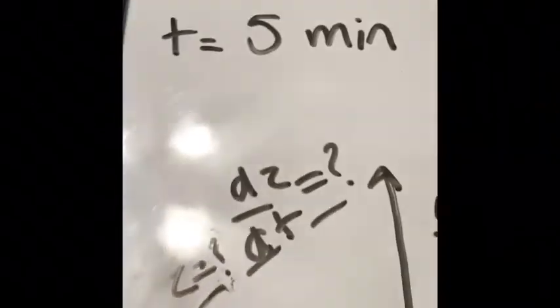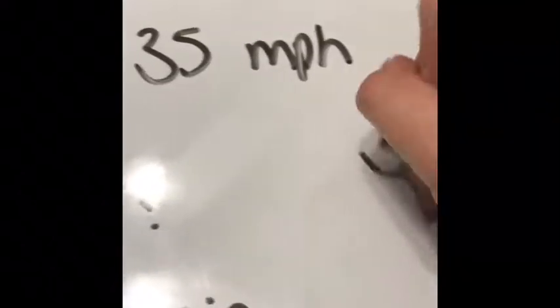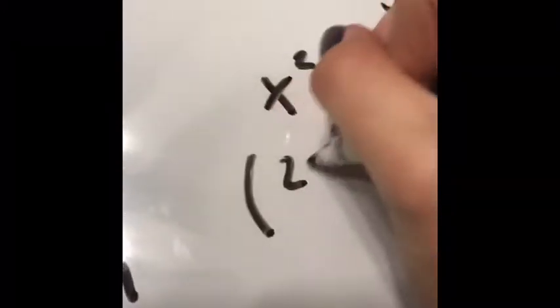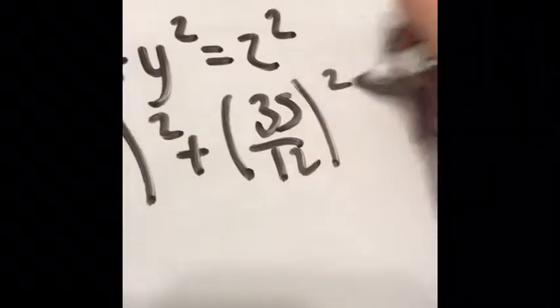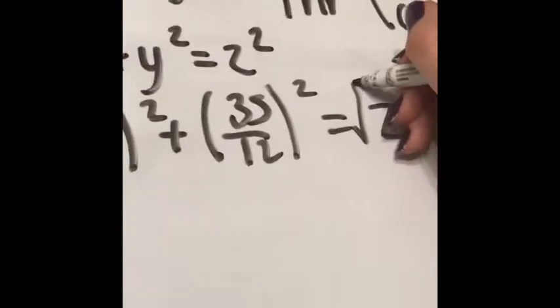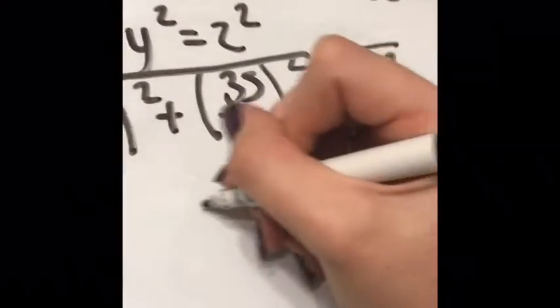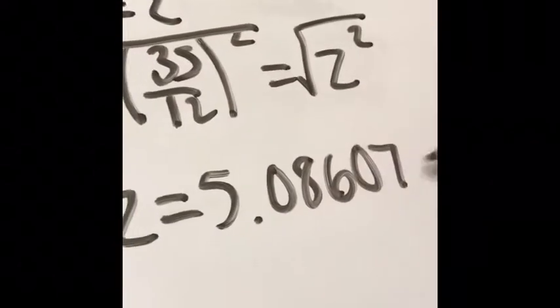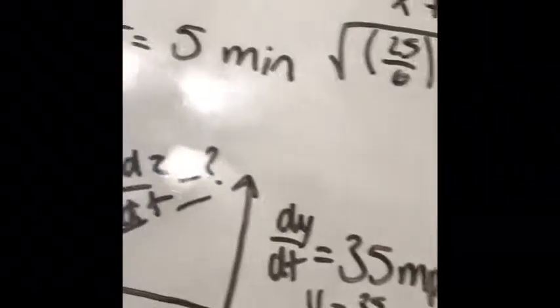Next, we have to use the Pythagorean theorem to find out what z equals, so we can eventually find dz/dt. So it's going to be x squared plus y squared equals z squared. And you're going to go ahead and plug in the numbers that you found over here. So x was 25 over 6 squared, and y was 35 over 12 squared. And then you have z squared. So you're going to take the square root of both sides, and then you get z equals 5.08607 miles. So that's what this distance is here. And so then we're going to use that to find the rate at which the two distances are changing.